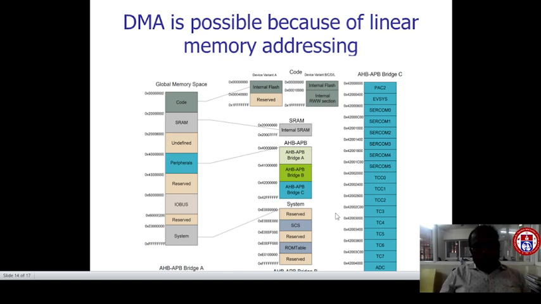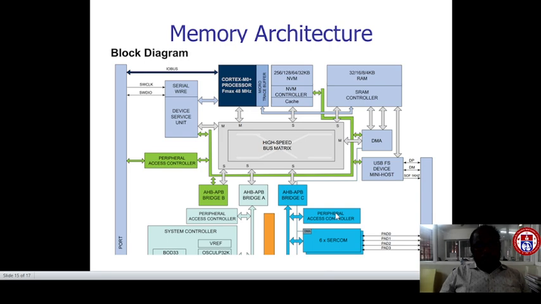In the static RAM area we will also have different bridges, that is the AHB-APB bridge, bridge B, bridge C, and something that is used for flash memory. Then we have the global main memory that is given in the next part of this picture. And this is the memory architecture.